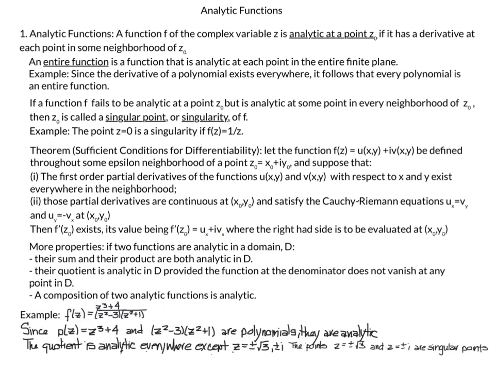And then a few more properties of analytic functions. If two functions are analytic in a domain D, then their sum and their products are also analytic. Second, their quotient is analytic in D provided that the function in the denominator does not vanish at any point in D. In other words, that your denominator doesn't have a 0. And third, a composition of two analytic functions is analytic. And now we're ready to do a couple of examples.